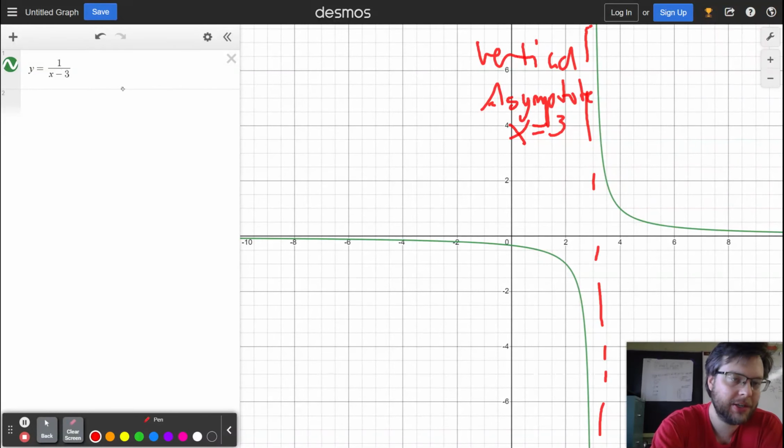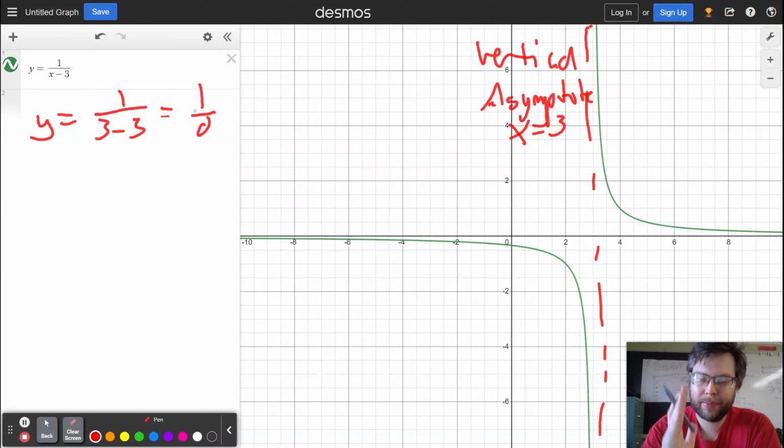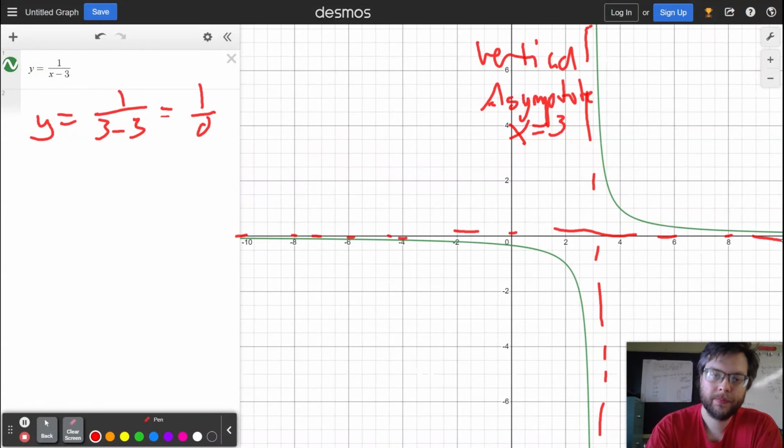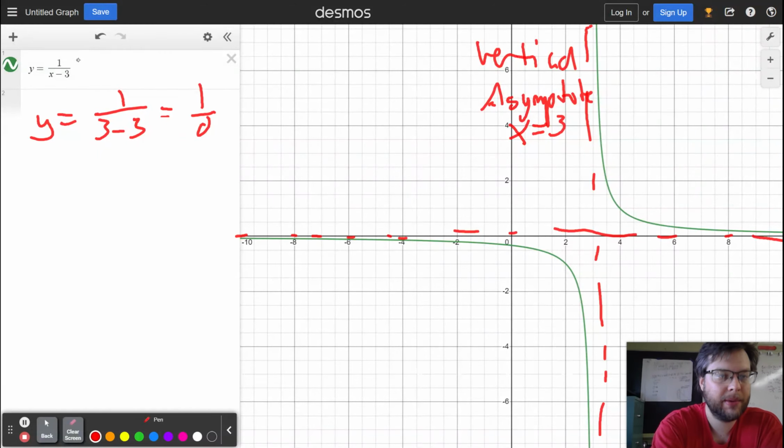Because if I tried to make x equal 3, I would do 1 over 3 minus 3, and that's 1 divided by 0. Can't divide by 0. So that's why there's a gap right there. Notice that my horizontal asymptote is still in the same location, because if I plug in a big number like 100 or 1,000 or a million, I'm still doing that same idea of 1 divided by a big number, very close to 0. If I do a negative big number, same idea, still very close to 0.